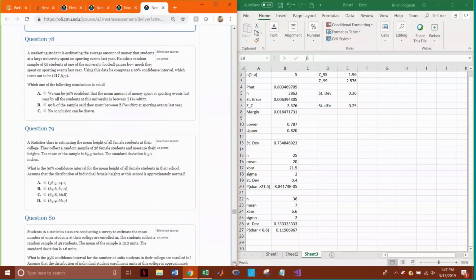A marketing student is estimating the average amount of money that students at a large university spend on sporting events. So he asked a random sample of 50 students at one of the football games, and he computes a 90% confidence interval. So which of the following is valid? Well, that is the exact same thing. We're trying to make a claim about all sporting events, so why sample one football game? Doesn't make any sense.